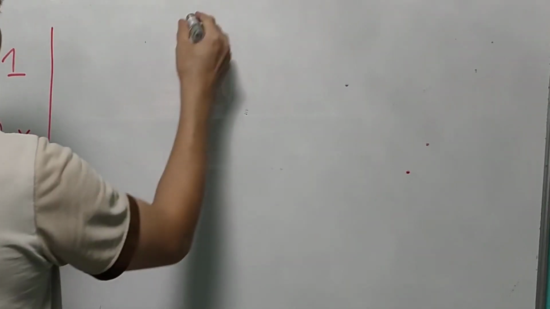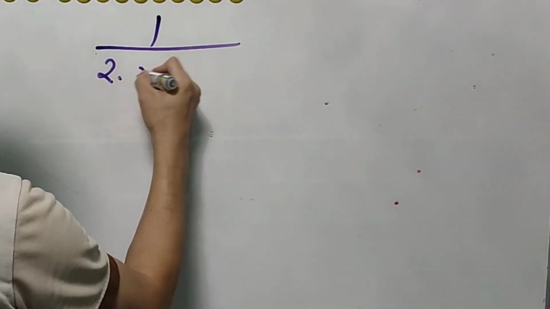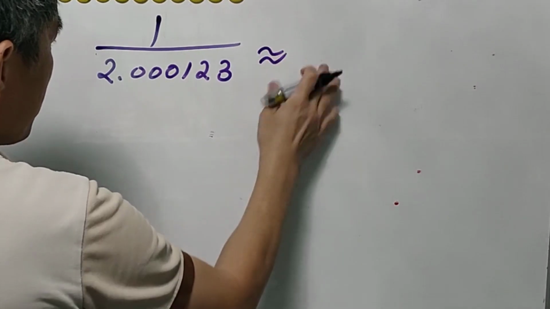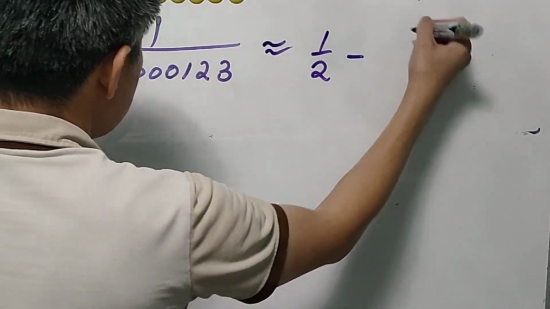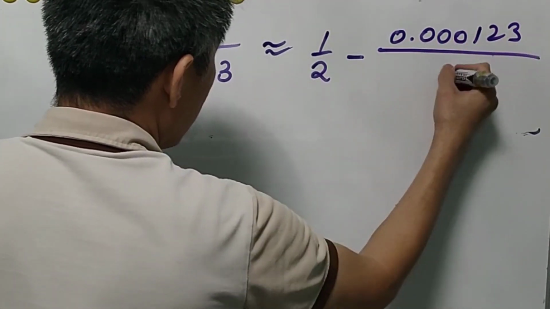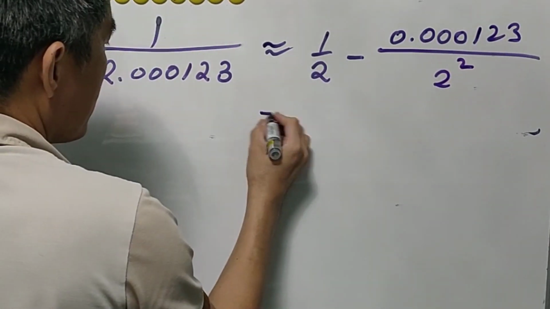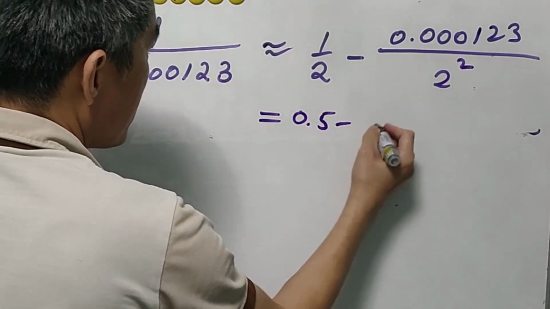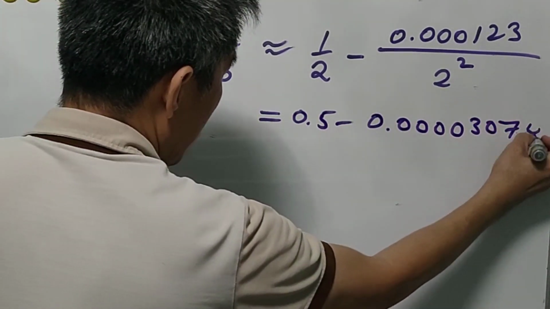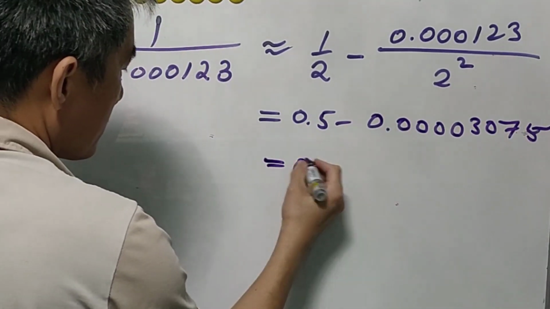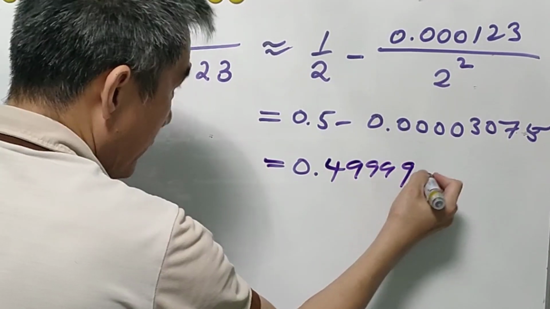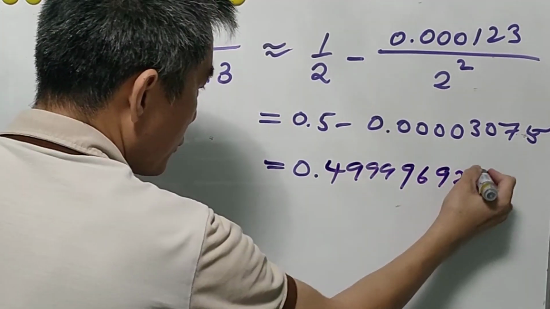Say for example, 1 over 2.000123. It can be approximated to 1 over 2 minus 0.000123 over 2 squared. And this is equal to 0.5 minus 0.0000375. And this is 0.499996925.